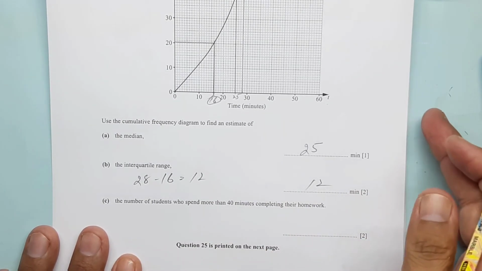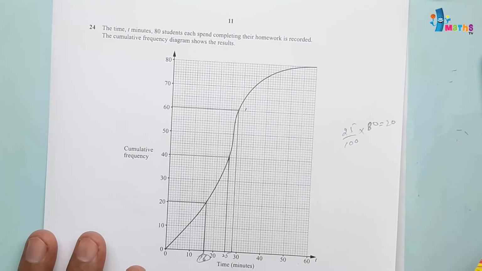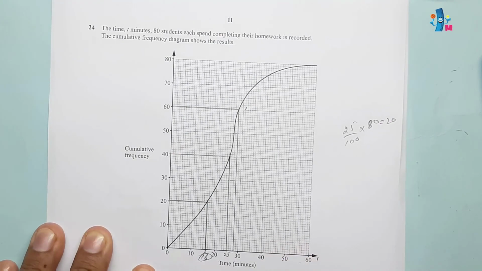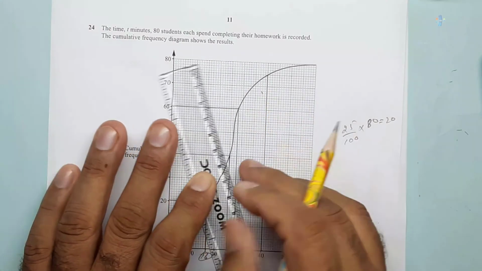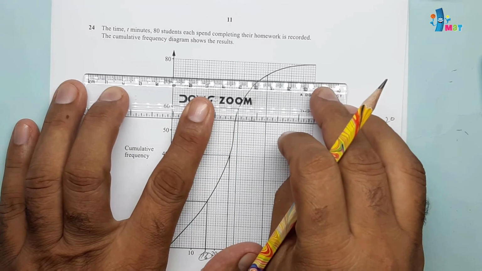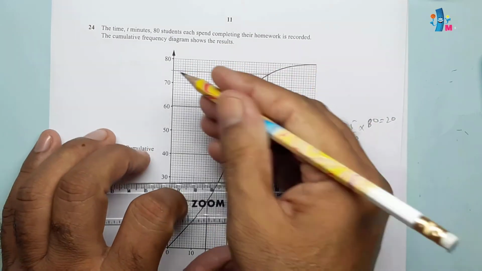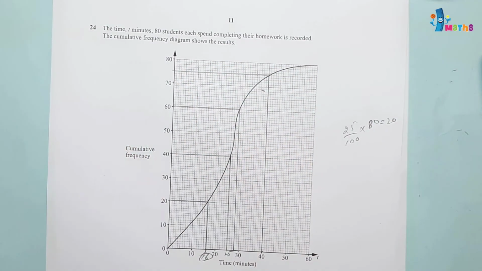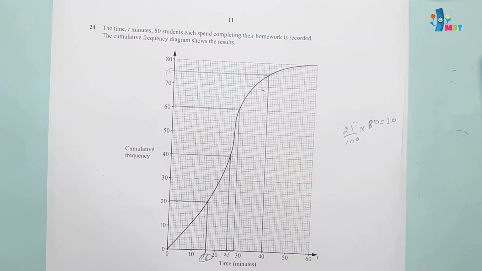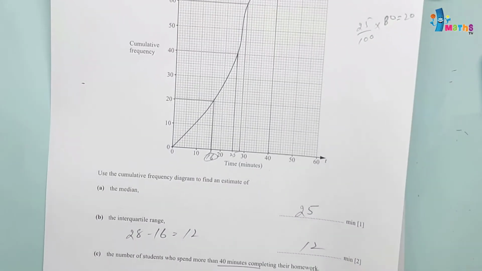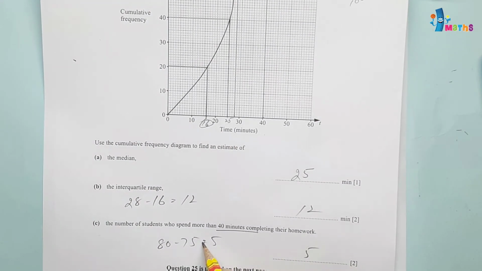And the C part is the number of students who spend more than 40 minutes. So if we check reference from 40 minutes, this is 40 minutes, and we'll be joining it with the cumulative frequency curve and checking this one from here. So this reference will be, this is 75. So above 75 up to 80 is just 5. 80 minus 75 will be 5. So we can write 80 minus 75 is equal to 5. So answer will be 5.